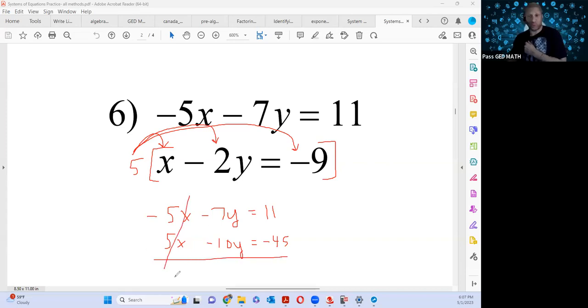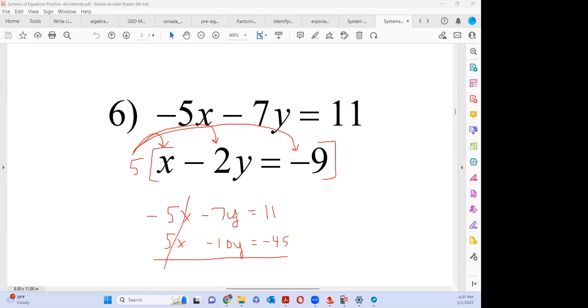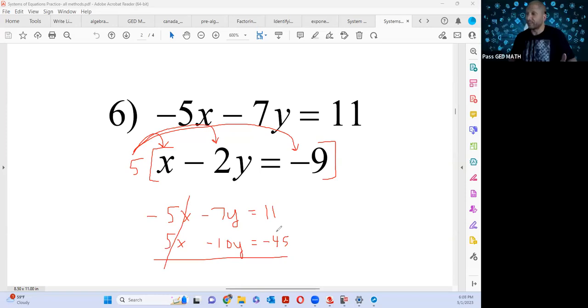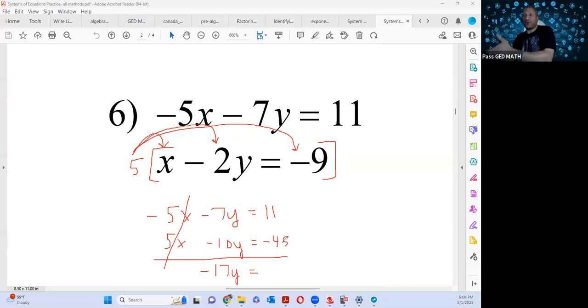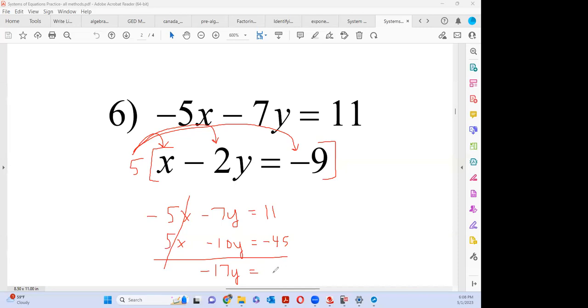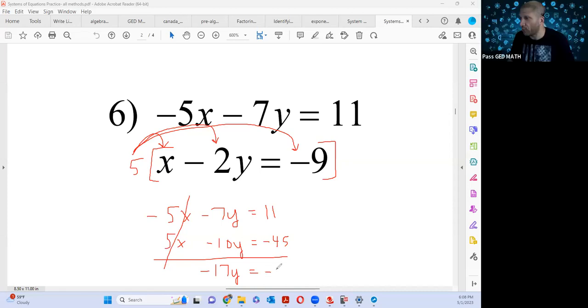So they cancel. What's minus 7y minus 10y? Negative 17y. Negative 17y is equal to, what's minus 45 plus 11? Negative 34.